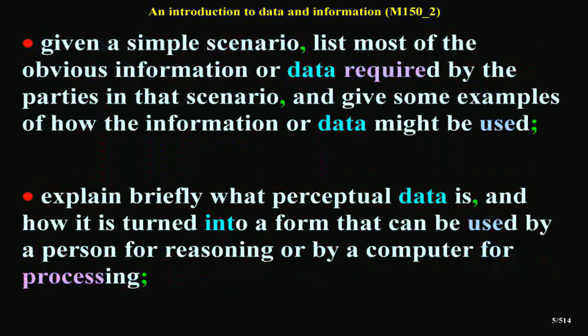Given a simple scenario, list most of the obvious information or data required by the parties in that scenario, and give some examples of how the information or data might be used. Explain briefly what perceptual data is, and how it is turned into a form that can be used by a person for reasoning or by a computer for processing.